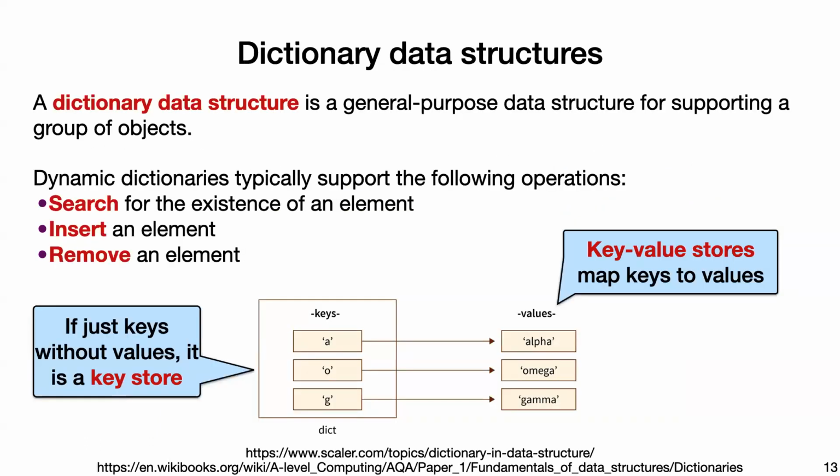Dictionary data structures are this classical API that we all learned in our introductory algorithms class, a general purpose data structure for storing a group of objects. Dictionaries usually support the following basic operations: search, which finds whether the element is there or not, insert an element, and remove an element. There are a couple of variants of this. You can have keys and values, where keys map into some value, like in this example, a string. If you just have keys without values, it's called a key store. If you have both, it's called a key value store.